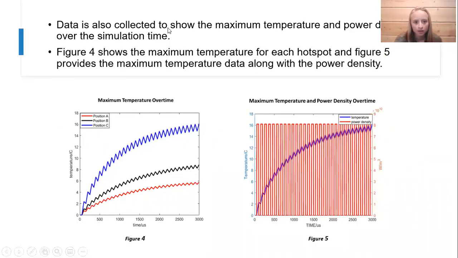Data is also collected to show the maximum temperature and power density over the simulated time. Figure 4 shows the maximum temperature for each hotspot. Here you can see this is C, B, and position A. Figure 5 provides the maximum temperature data along with the power density. The power density here is shown in the red lines, and the temperature again is shown in the blue curve.